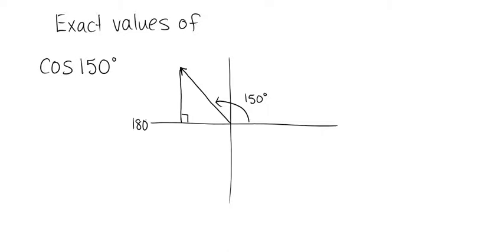And since that's 180, the related angle must be the 30-degree triangle. So we've got a 30, 60, 90 triangle. Now I just label my sides according to my special triangle. So I know this would be negative root 3, this would be positive 1, this would be 2. I'm just getting that from my special triangles.